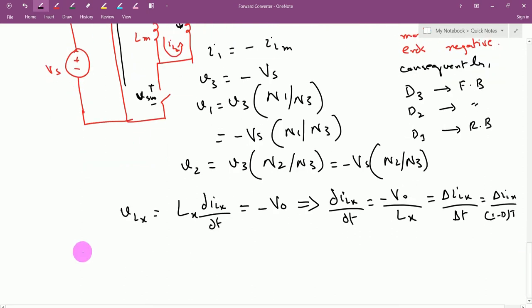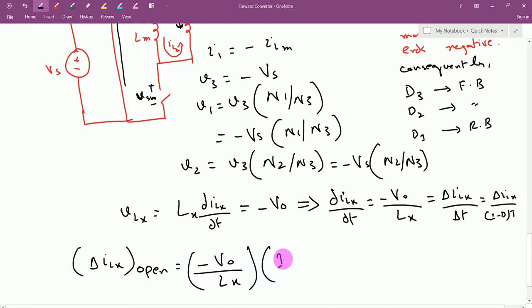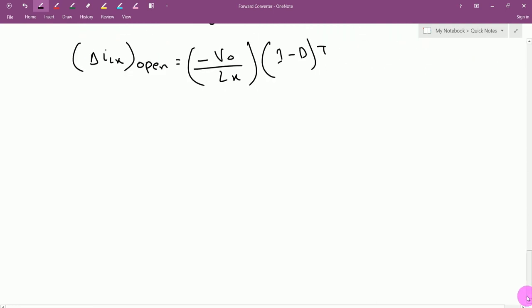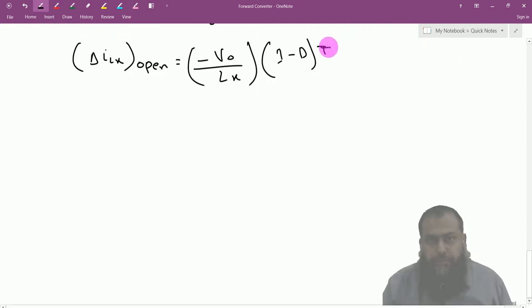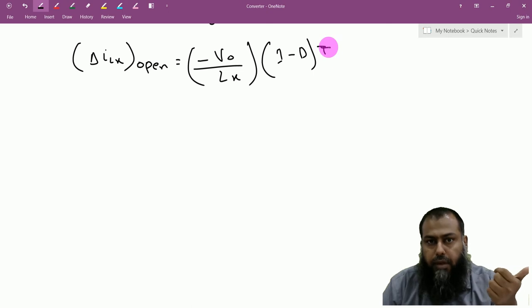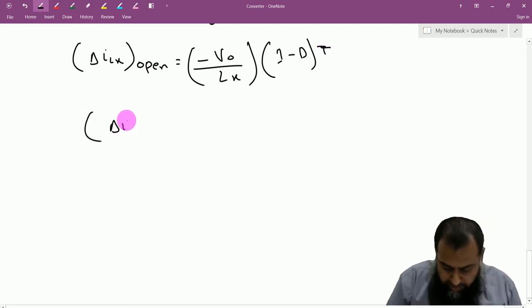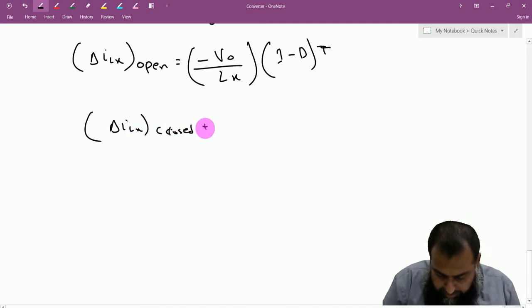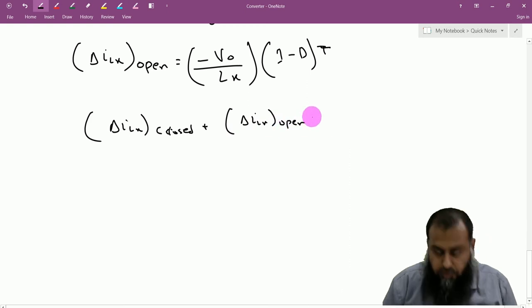So what is the net change in the inductor current ILX when the switch is open? That is equal to minus V0 over LX times (1 minus D) into T. So to establish the transfer function now, we will apply the expression for the inductor in a steady state condition. That is, the net change in the inductor current should be equal to zero. Otherwise, it is stated that the circuit is not in a steady state condition. So this means that delta ILX closed plus delta ILX open should be equal to zero.